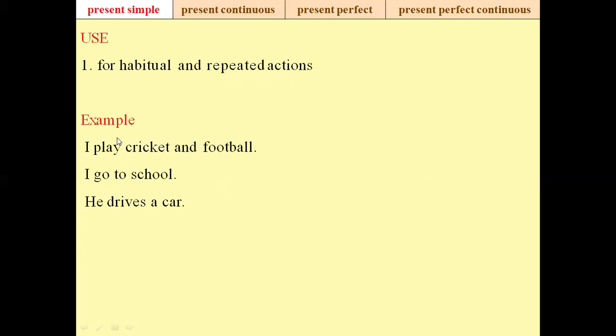So let us see examples: "I play cricket and football." This is the habitual action of anyone. He plays football and cricket, but it is a repeated or habitual action. "I go to school." So he is going to school daily, so this action became a habitual action. "He drives a car." He drives a car normally, habitually, repeatedly. So where we want to express habitual or repeated actions like these sentences, we can use the simple present tense. Okay, so this is the first use of the simple present tense.